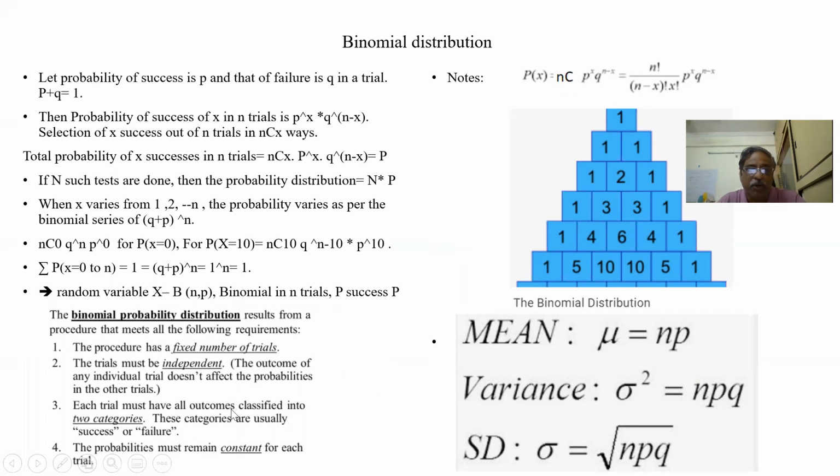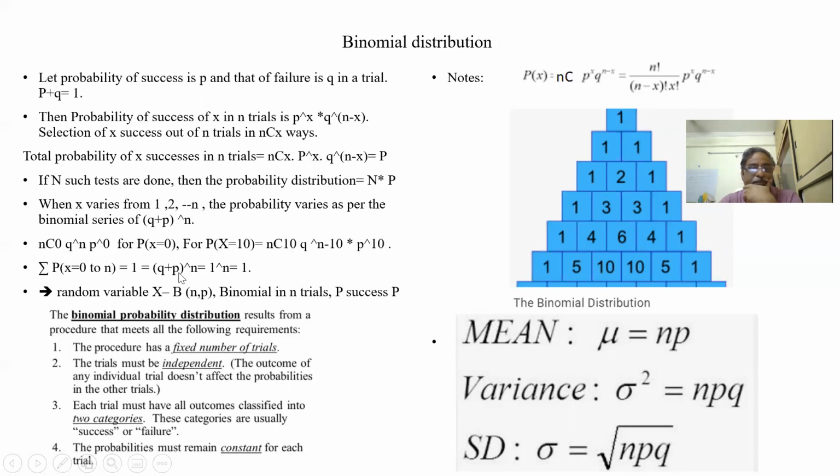Each trial must have all outcomes classified into 2 categories: success, fail. There are only 2 because I have 2 here, P and Q. If a third one also is there, then I have to put R to the power of something. But trinomial is only between 2, binomial. It is not trinomial, it is binomial.